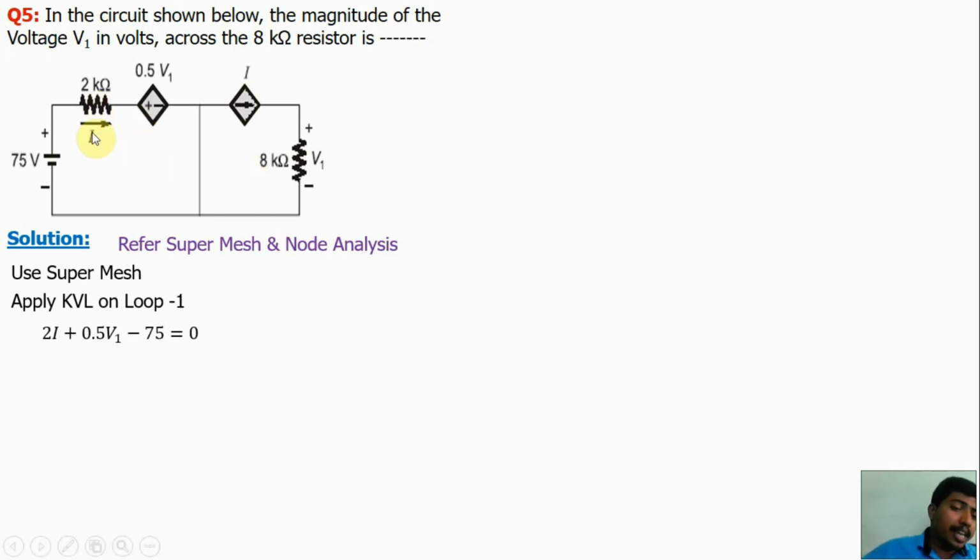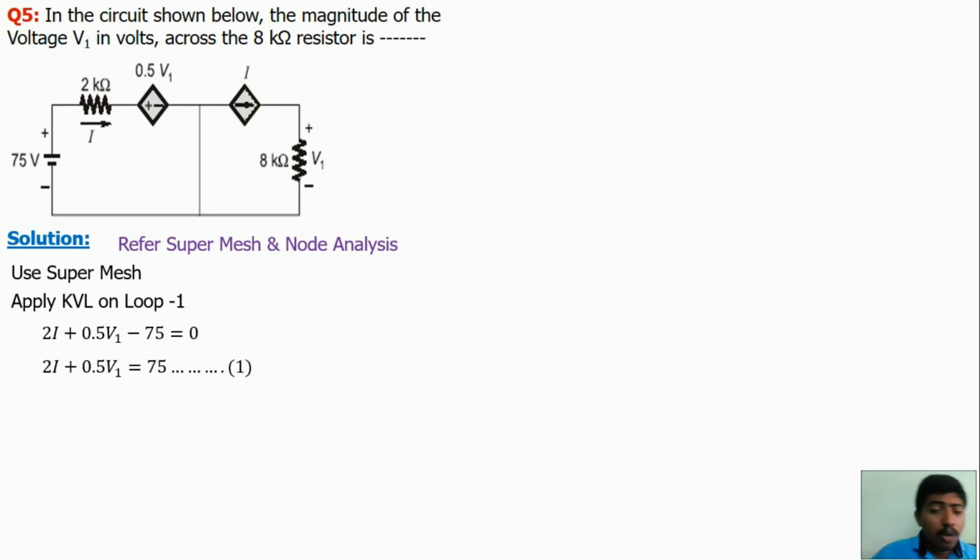loop 1 current is I. So 2I1, this current flows from positive to negative, so positive voltage, so 0.5 V1. Here this current flows from minus to plus. So we will get minus 75 is equal to 0. Simplify this equation, we will get, let us take this as equation 1.